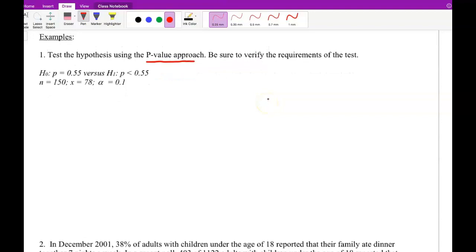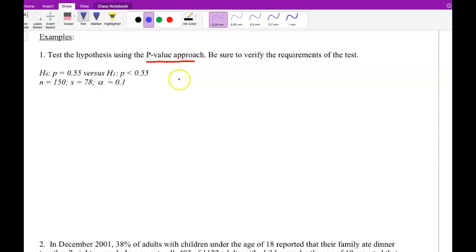Okay, so in this example, the null is that the population proportion is equal to 0.55, and the alternative is that the population proportion is less than 0.55. And n is 150, x is 78, and alpha is 0.1. So first, verify those 3 steps.